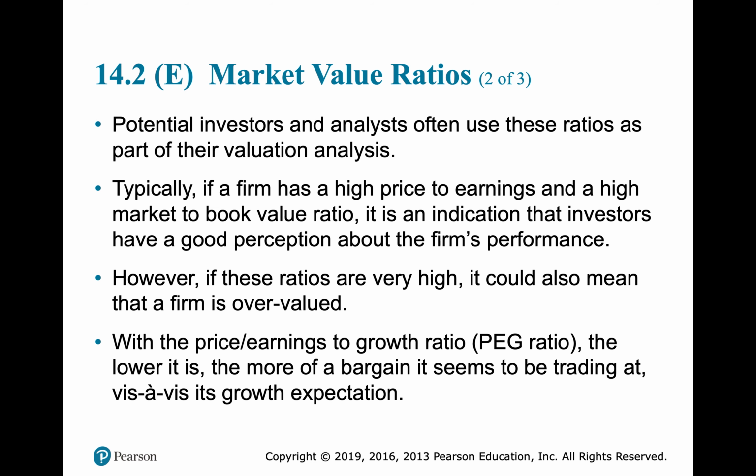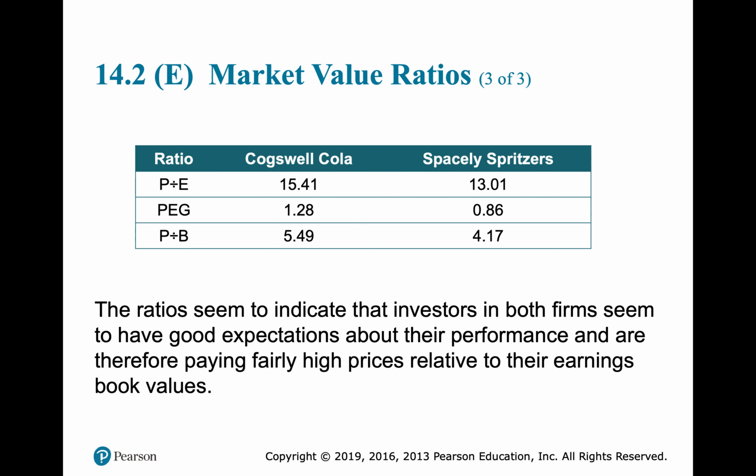Of course, here we go again. They've given me a slide that goes along with my notes. Okay, so looking at the example of Cogswell versus Spacely, the ratios indicate that investors in both firms seem to have pretty good expectations about their performance and are basically paying fairly high prices relative to their book values. And so there's not really one that's outperforming the other.